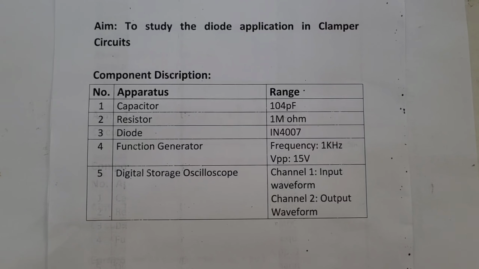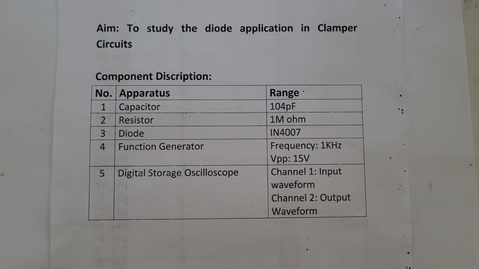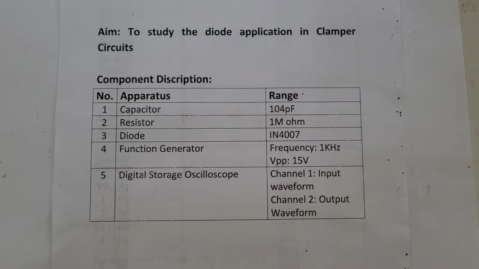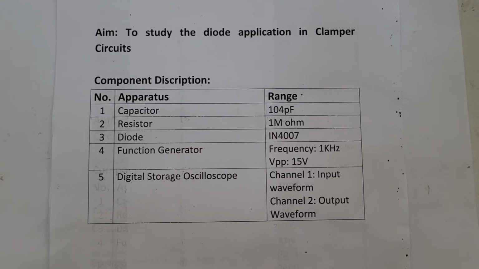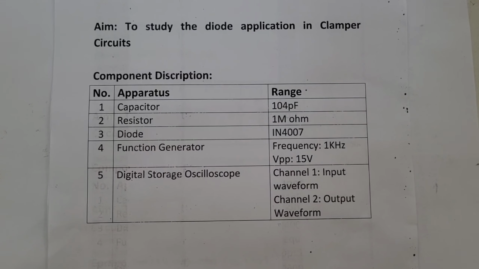Hello students, we are going to study the diode application in clamper circuits. Clamper circuits are also known as level shifter circuits, which shift the AC input signal to a DC level without changing the shape and peak-to-peak voltage of the AC input signal.